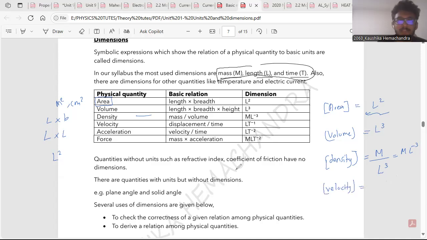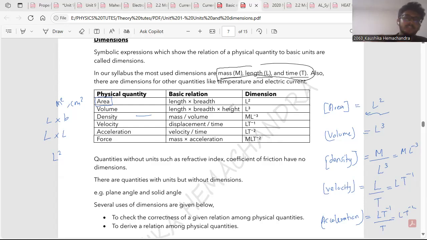Velocity is displacement over time. So displacement is L, time is T. Displacement is a measurement of length, no? So L T minus 1. When you take acceleration, that's velocity over time. Velocity is L T minus 1, over time, over T, that's L T minus 2. Then similarly, mass into acceleration is force, so M L T minus 2.